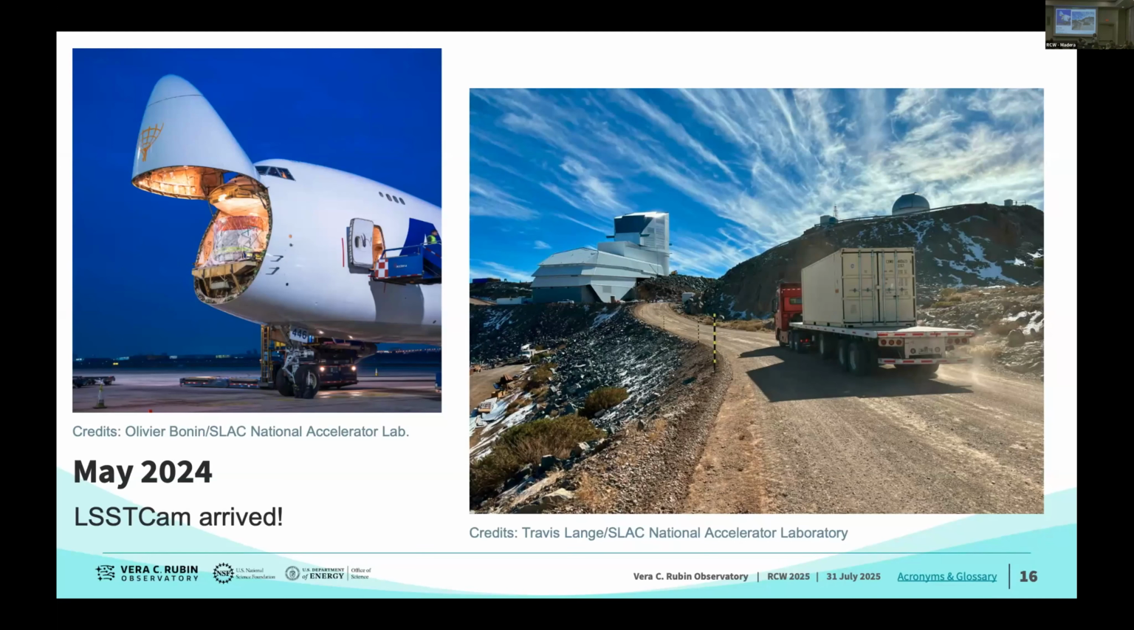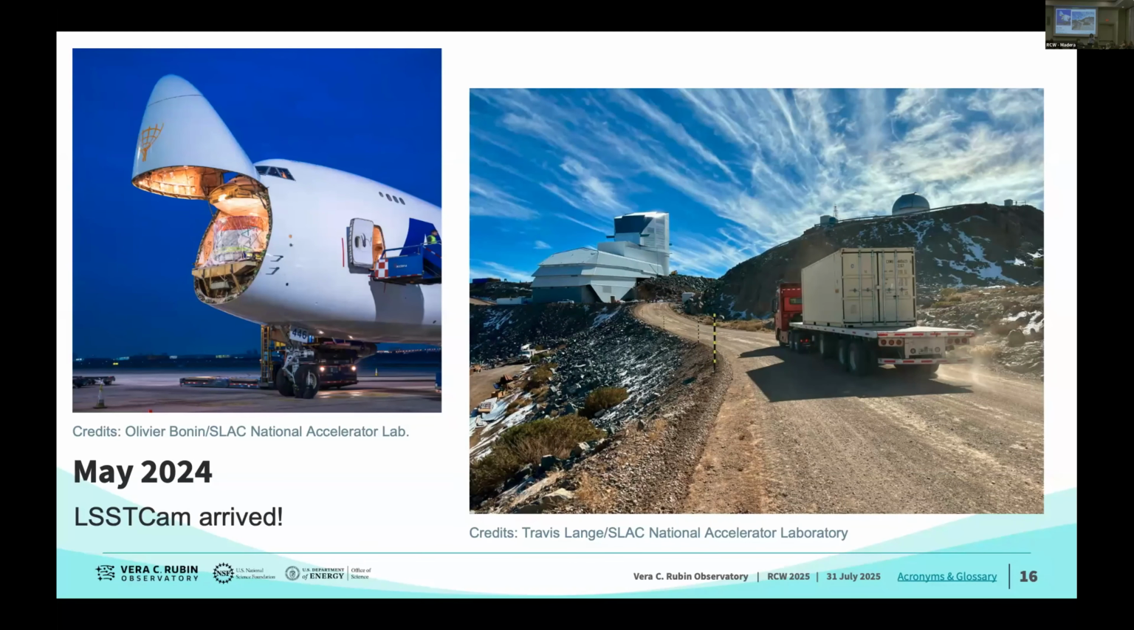Kevin, did you ever find your phone? Is it the same? Yeah, so a lot of problems, a lot of teamwork, but we actually got the camera on Cerro Pachon and eventually on the telescope.